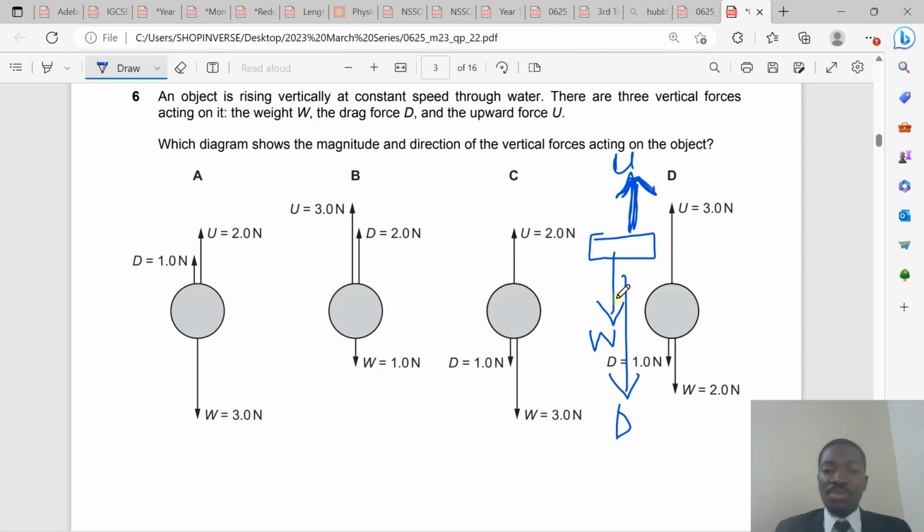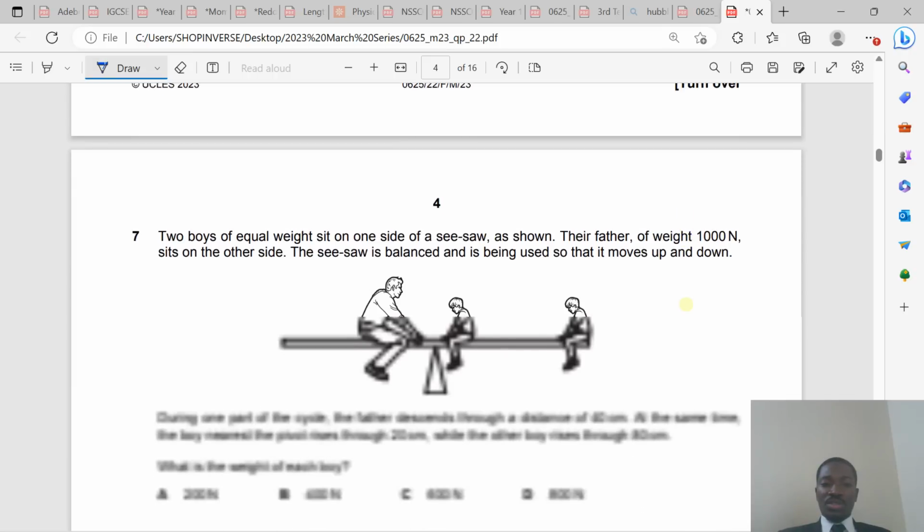So which diagram illustrates this? That's the diagram we have at D. Okay, the upward force goes U, and the downward forces are both drag and the weight. And that is what we have here. And that makes option D the correct answer to question 6. We go straight to question 7.